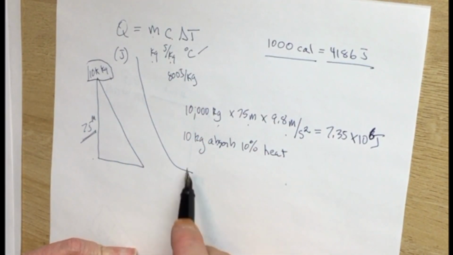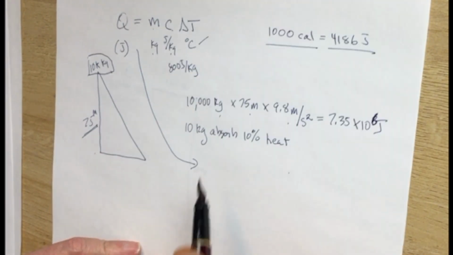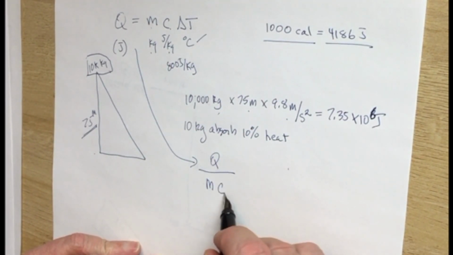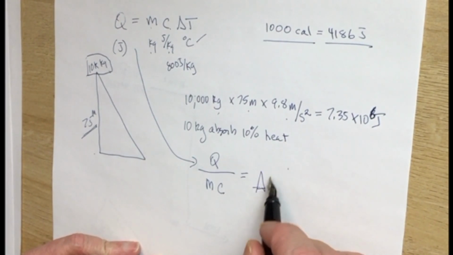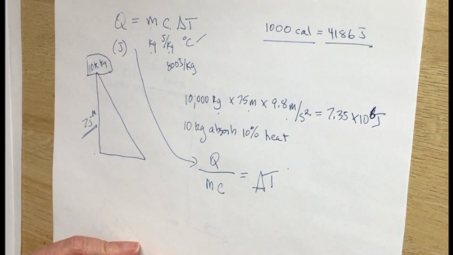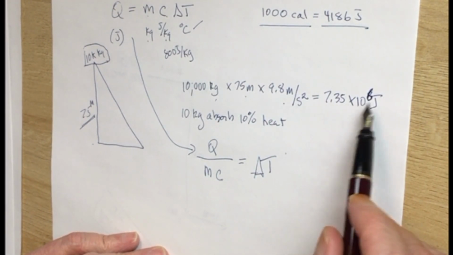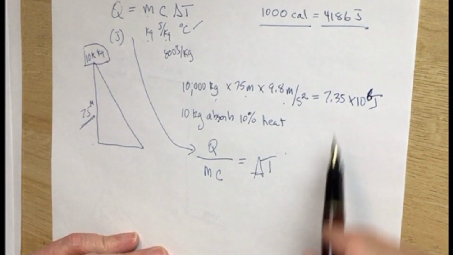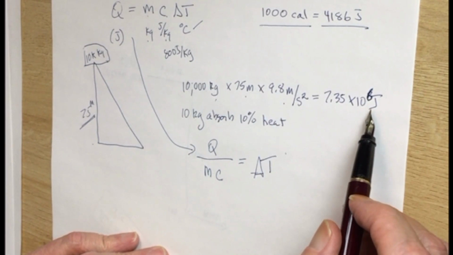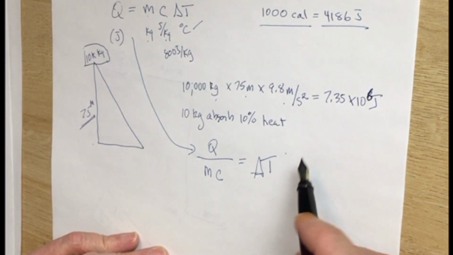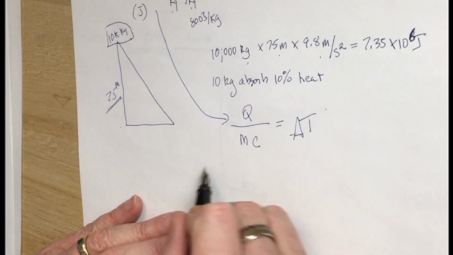Well, we can just come down here and rearrange this a little bit. Let's go ahead and take Q. We're going to divide it by MC, and that will equal delta T. Pretty straightforward. So what is 10% of 7.35 times 10 to the 6 joules? Well, we basically divide it by 10, and that would give us 7.35 times 10 to the 5th joules. So we're going to go ahead and put that right here.